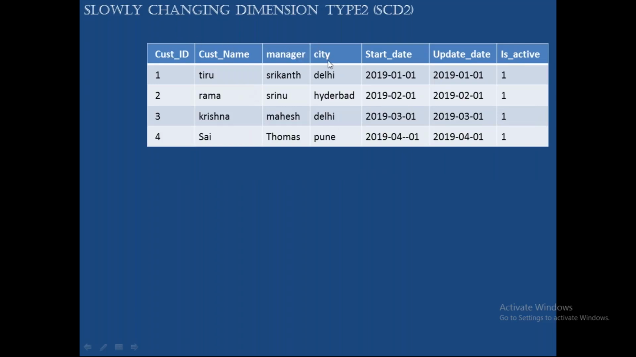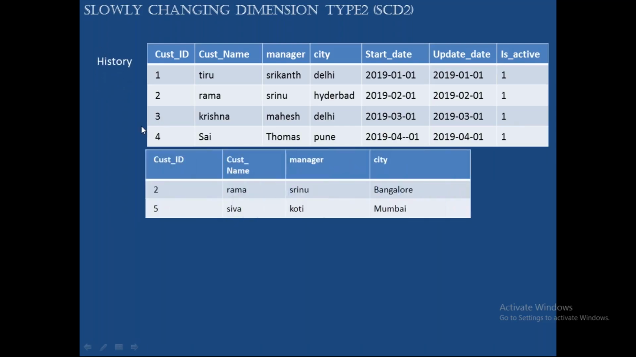That's the same example I'm taking: customer ID, customer name, manager, city. See here, I have a start date, updated date, and is active. So all these people are the currently active people. Okay, this is history. This is the dimension which is there in a dimension table. This is the new data which I'm getting. Okay, same 2 and 5. So here, you know, 2 is the common one, and these are matching records.